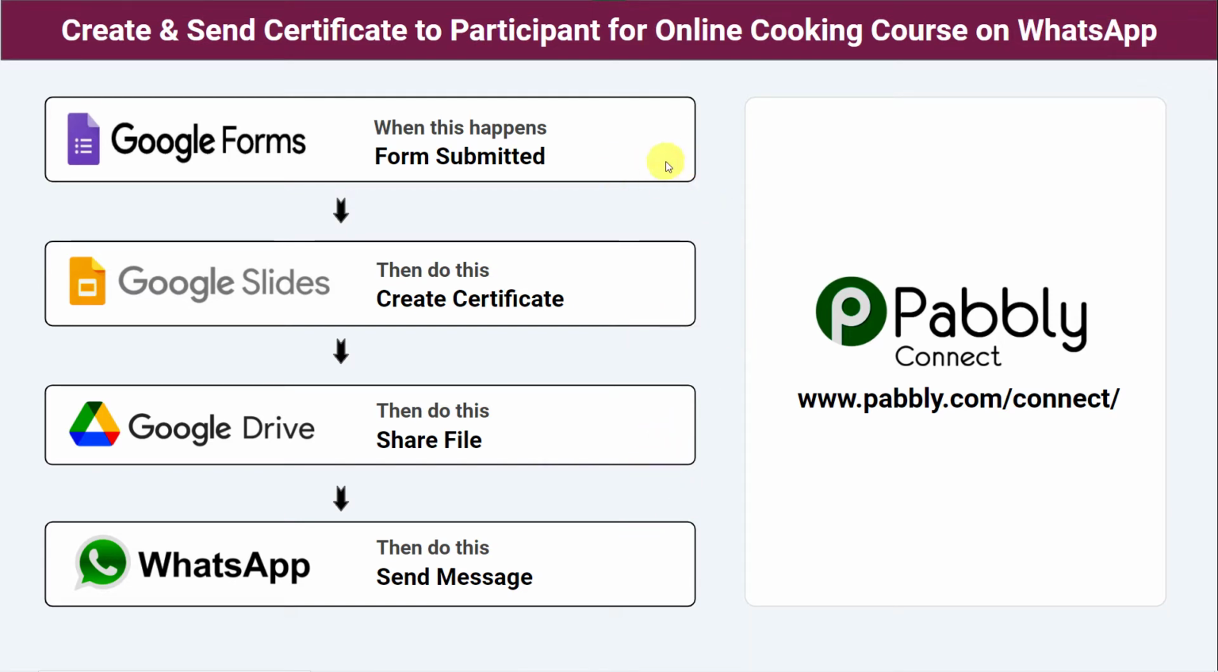So now I want that whenever a form is submitted in Google Forms, a certificate should be created automatically. It should be shared on the WhatsApp number of my participant. But here there is one problem: there is no direct connection between Google Forms, Google Slides, Google Drive and WhatsApp. So how will it happen?